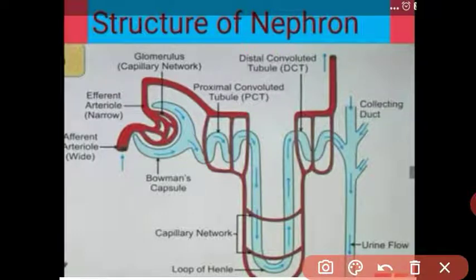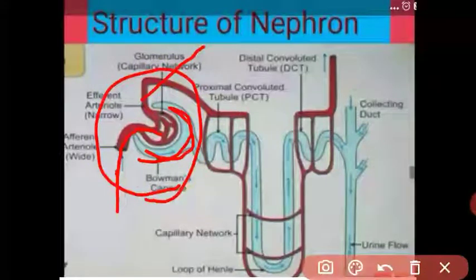Let us revise the structure. This artery is called the afferent artery. This one is called the efferent arteriole. The afferent artery brings the blood into the Bowman capsule, and divides into multiple capillaries called the glomerulus, and again these capillaries rejoin and form the efferent arteriole. The cup-like shape is called the Bowman capsule, and both parts together are called the Malpighian capsule. Got it student?